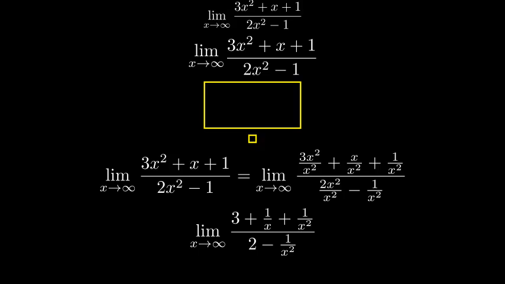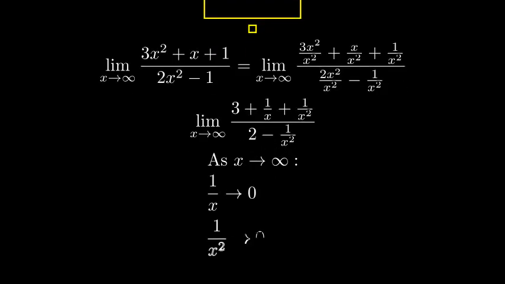Now, as x approaches infinity, what happens to terms with x in the denominator? 1 over x approaches 0, and 1 over x squared approaches 0 even faster. Therefore, as x approaches infinity, our fraction approaches 3 divided by 2, or 1.5.